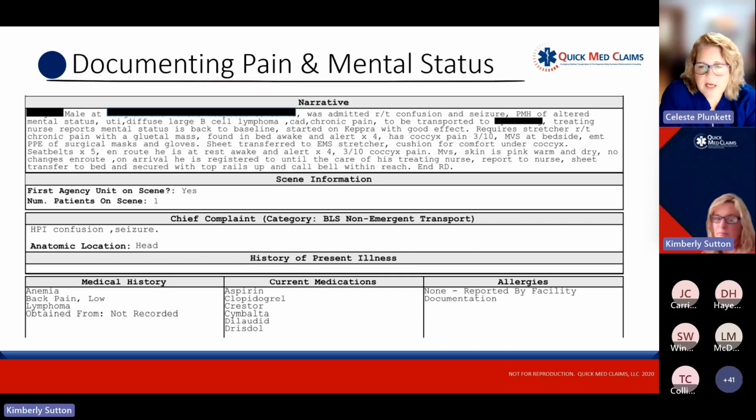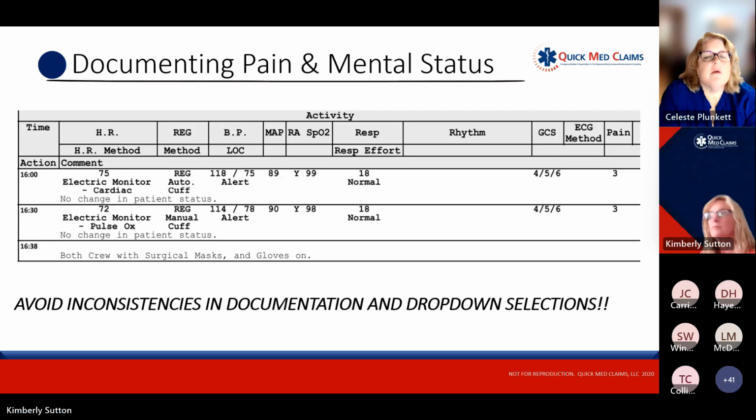If you go to the next slide, I believe. So again, you look at GCS here, it doesn't match. Now, I'm not a big believer that GCS scores give you the true picture, but just make sure that if you are putting a GCS score on your PCR, you're picking the appropriate numbers so that it matches your narrative.